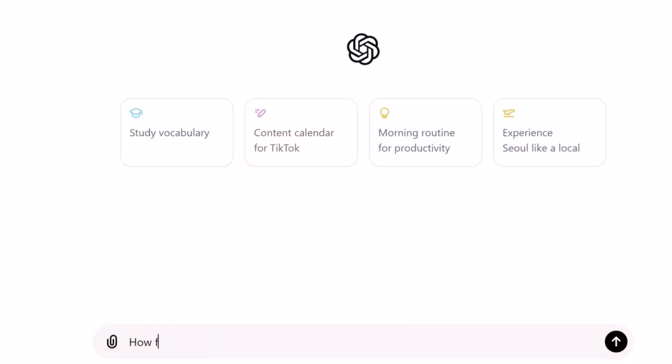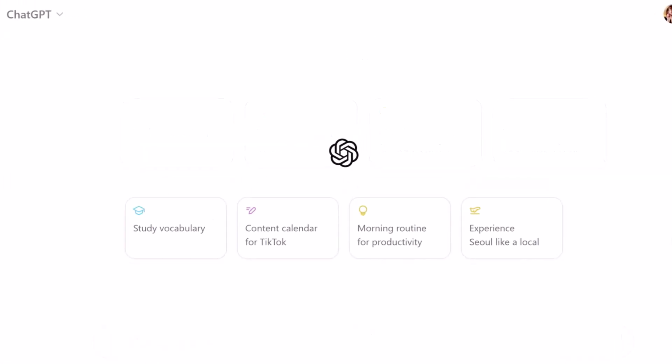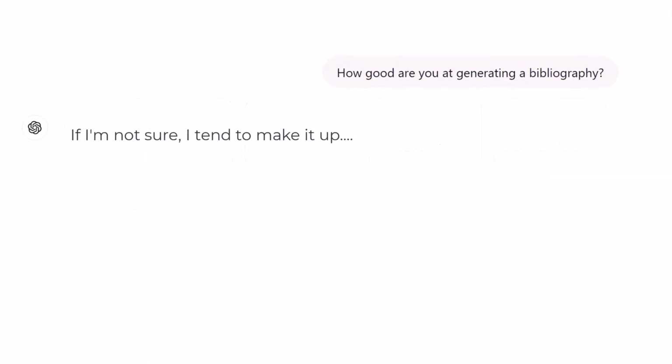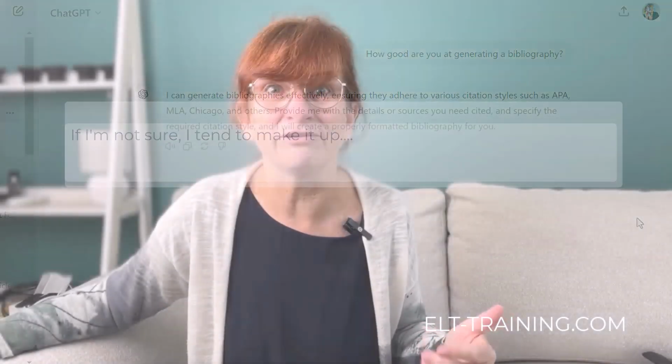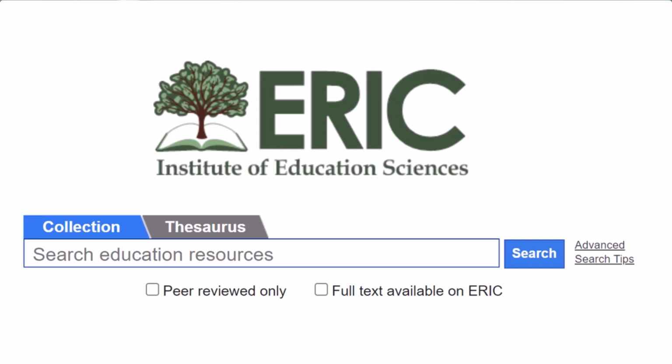In any case, bibliography generation needs to be treated with caution in my experience, as both ChatGPT and Gemini are apt to just hallucinate. At best, they don't give the most helpful sources available, and they often just make things up. ERIC is a better source here if you are looking for research.